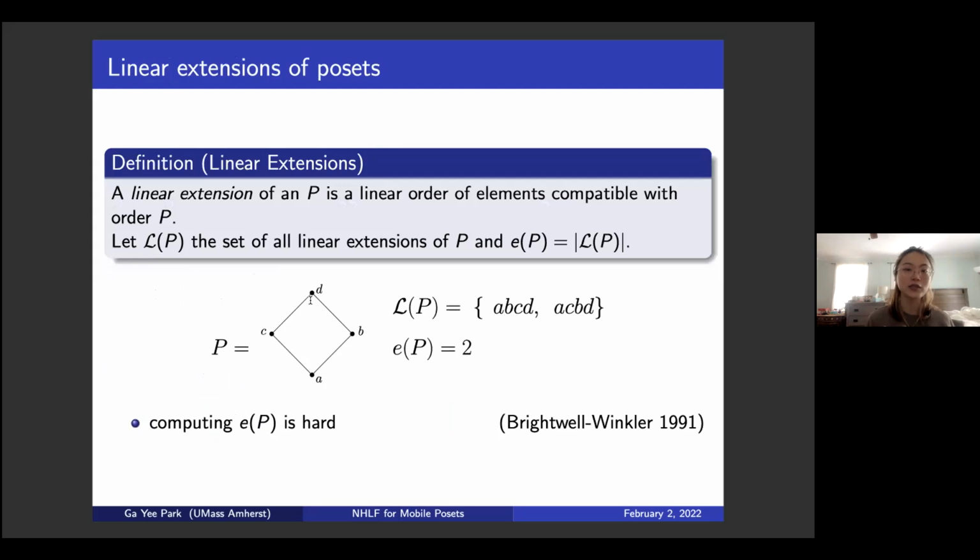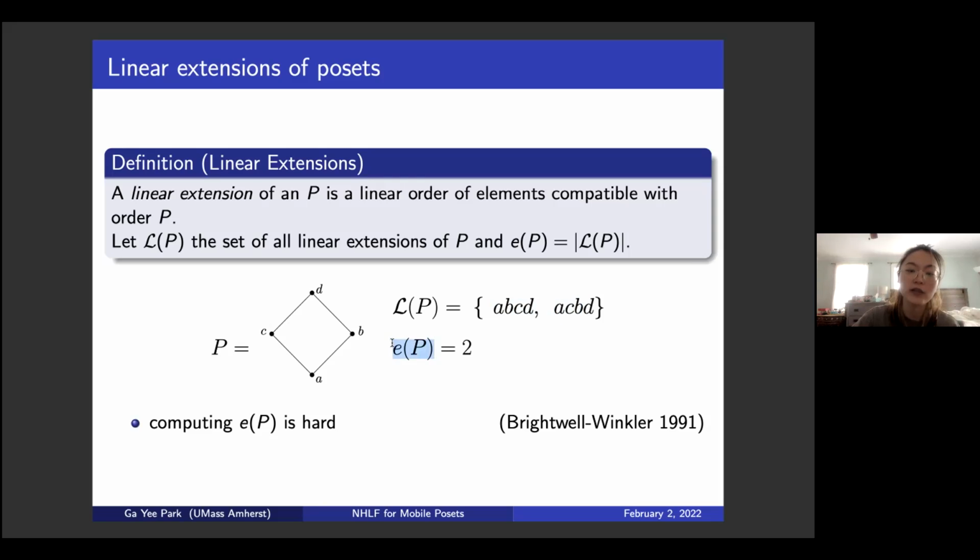Let's talk about now posets and linear extensions. Given a poset P, a linear extension of P is a linear ordering of the elements such that it is compatible with the ordering of the poset itself. So here we have an example, A, B, C, D. And given this poset, B and C are unrelated to each other. So the linear extension is an ordering of A, B, C, D such that A always has to come before B and C, and all of those have to come before D, and the ordering of B and C does not matter, which gives us 2 linear extensions.